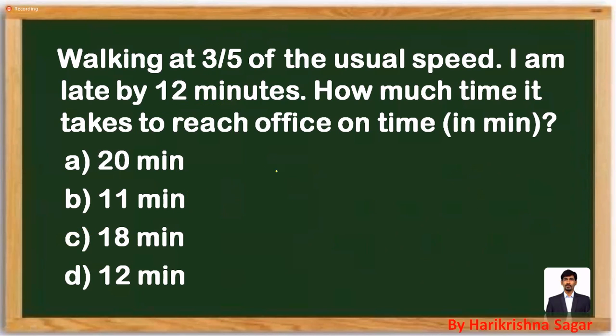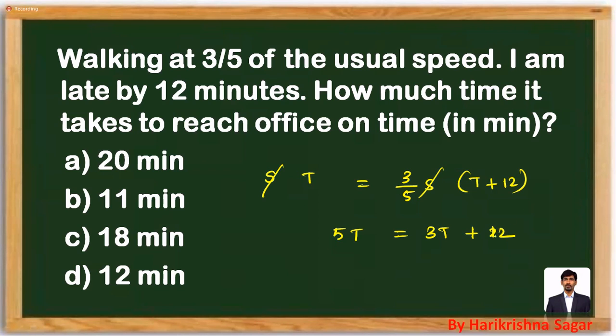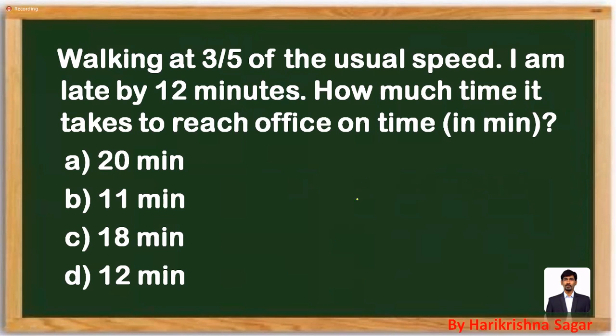So the first way is we have solved like this. Speed into time in the first case must be equal to 3 by 5 of speed into time t plus 12. From this, S and S get cancelled. 5t is equal to 3t plus 36. So 2t is equal to 36, so t is equal to 18. So this is applying time speed distance logic. The other way is you can apply the AB is equal to constant logic also here.